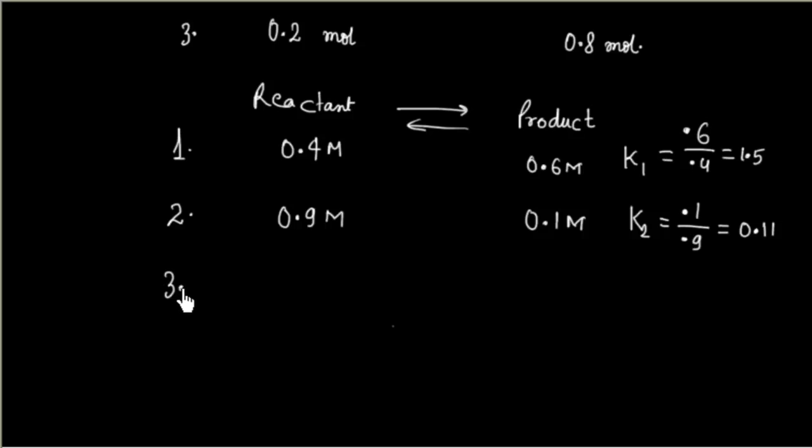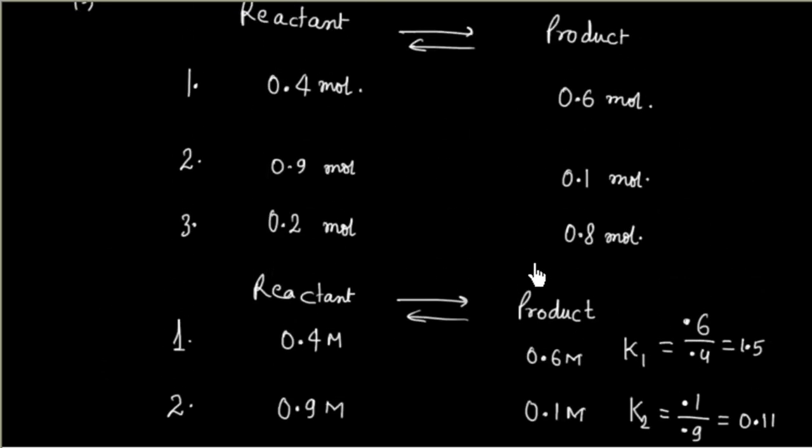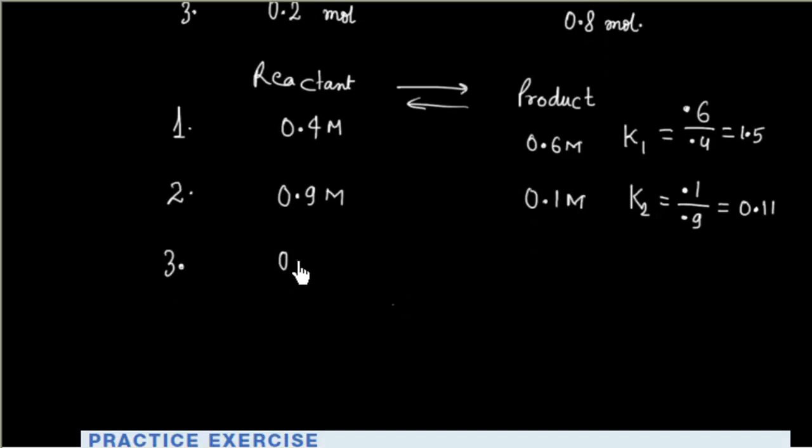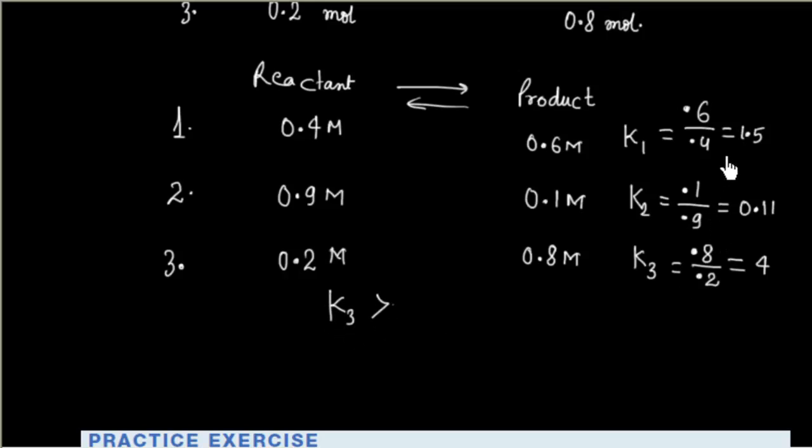Now let us see reaction number 3. This side you have 0.2, this side you have 0.8, so this will become 0.2 M and this will become 0.8 M. So K3 will be product by reactant, that is 0.8 divided by 0.2, and that is basically 4. Now if you compare the K values, K3 is 4, that is the highest, then K1, and the lowest one is K2. So this is the increasing order.